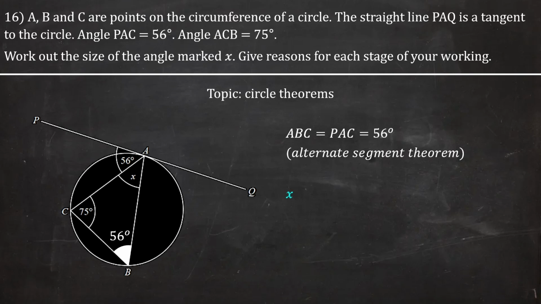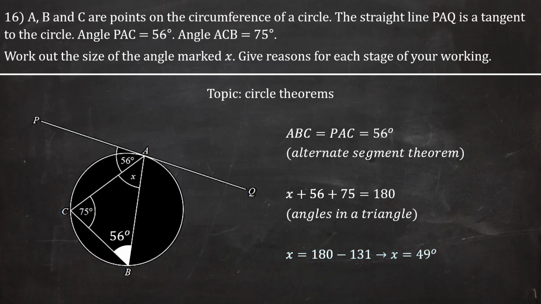Then I can find x, because x plus 56 plus 75 is going to be 180 because of angles in a triangle. So x is going to be equal to 180 minus 131. So x is equal to 49 degrees.